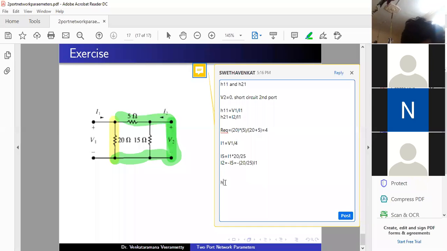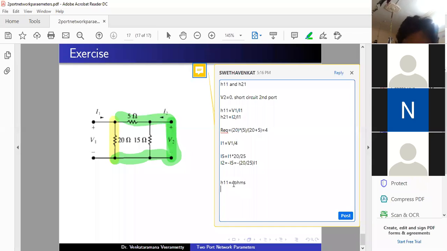What is the value of H11? H11 equals V1 by I1. Here I1 equals V1 by 4. So V1 by I1 equals H11, and that is 4 ohms, because it is the ratio between voltage and current.